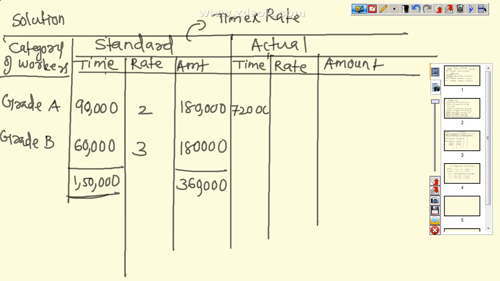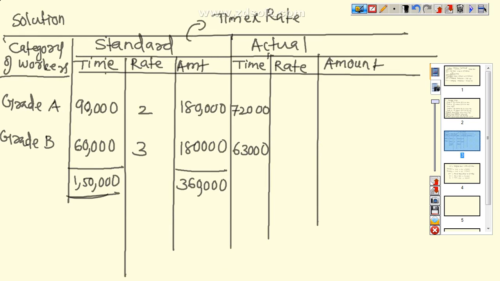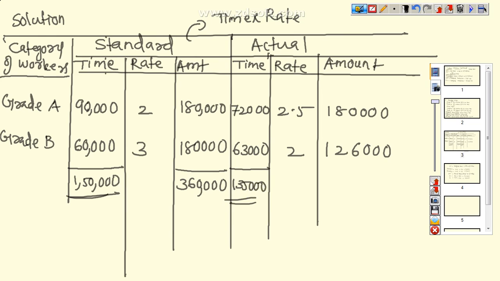According to the question the rates are given as 2.5 and 2, so we write 2.5 and 2. To calculate amount, 72 into 2.5 is equal to 1,80,000, and 63 into 2 is equal to 1,26,000. The total is 72 plus 63, which is equal to 1,35,000, and in case of amount the total is equal to 3,06,000.